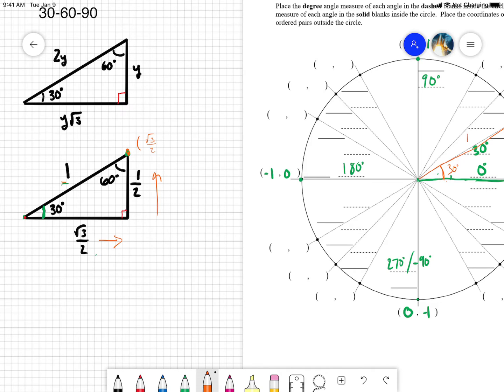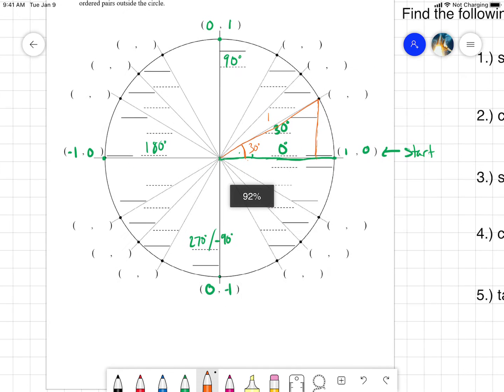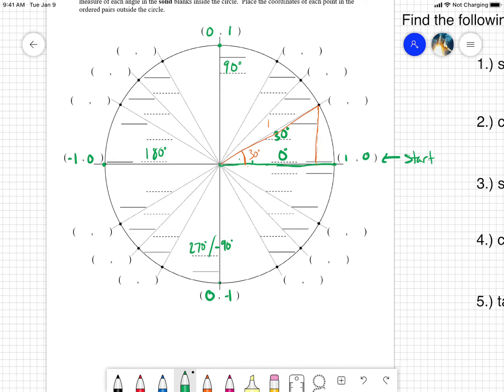rad 3 over 2, 1/2. Okay? So, our first coordinate on the unit circle is rad 3 over 2 and 1/2. Okay?